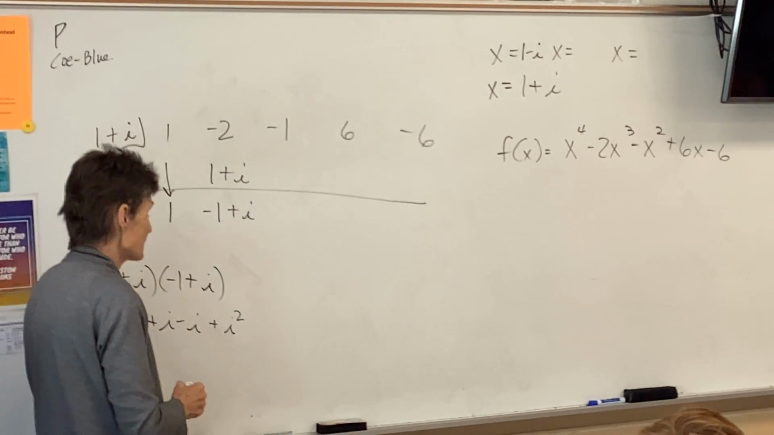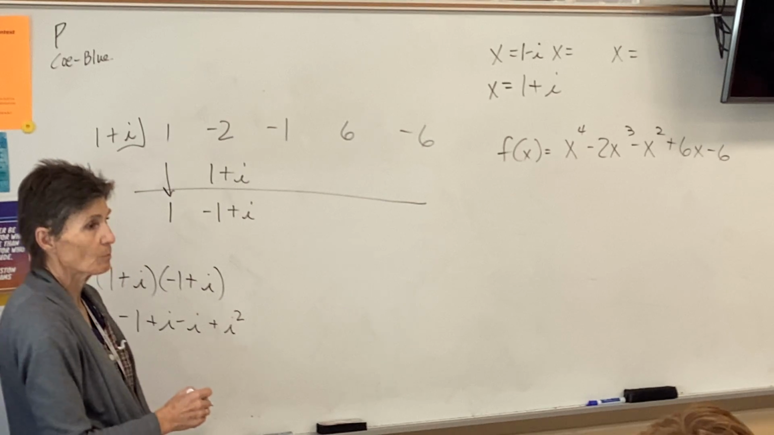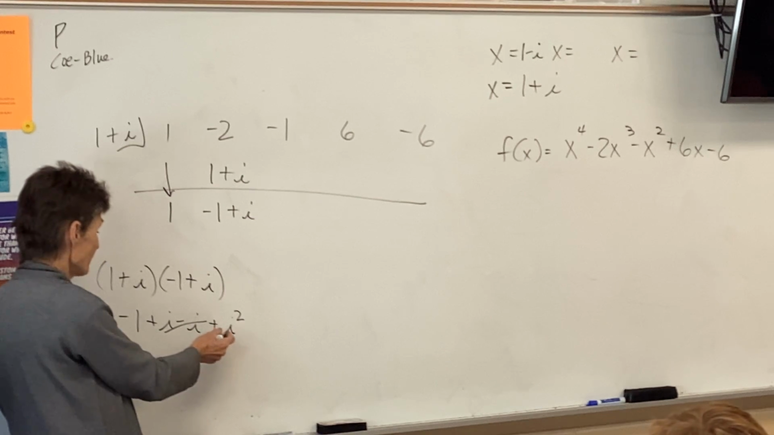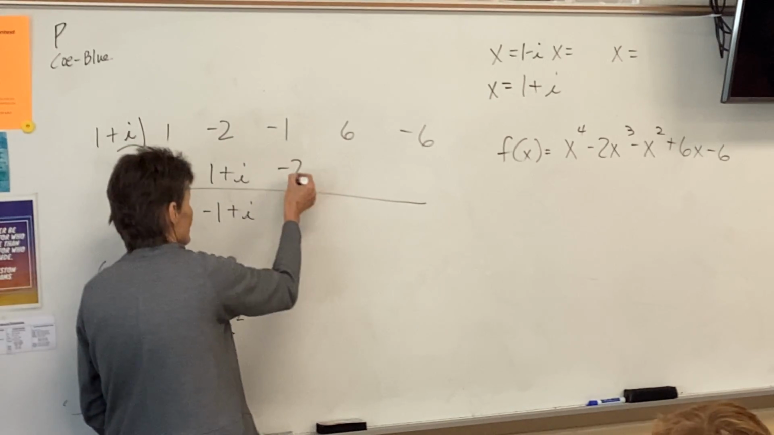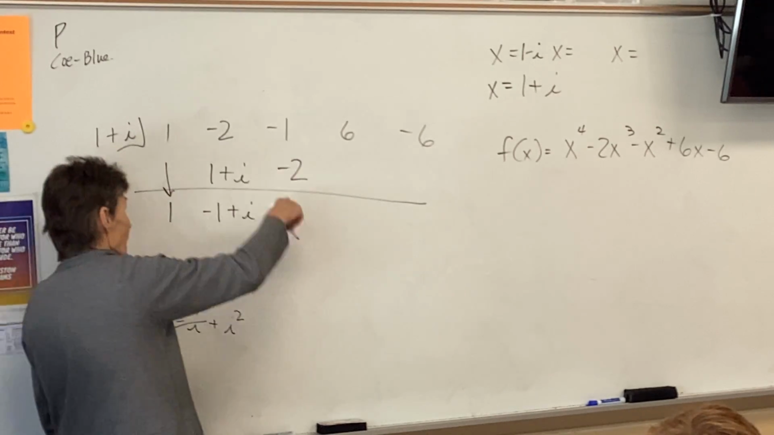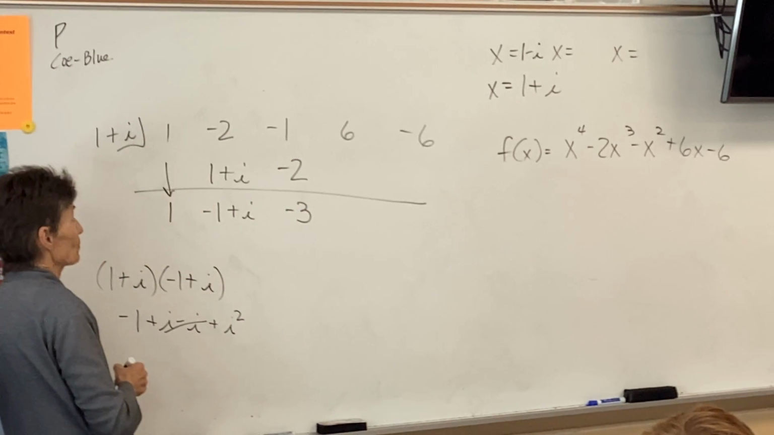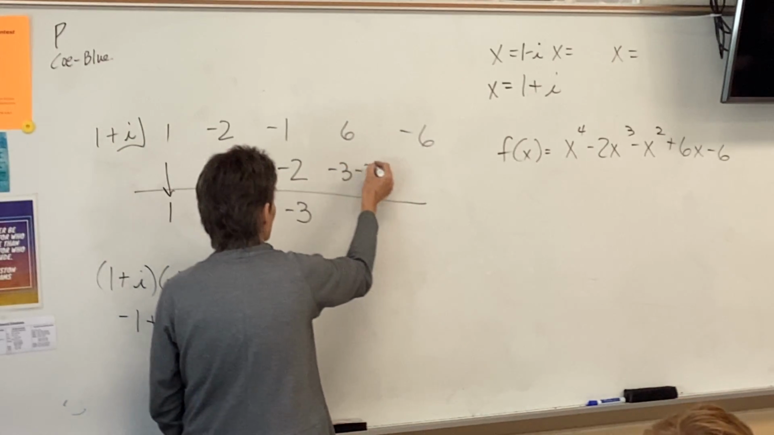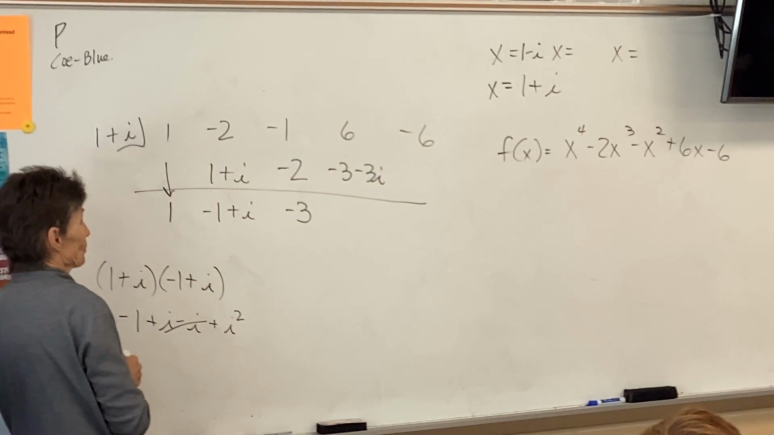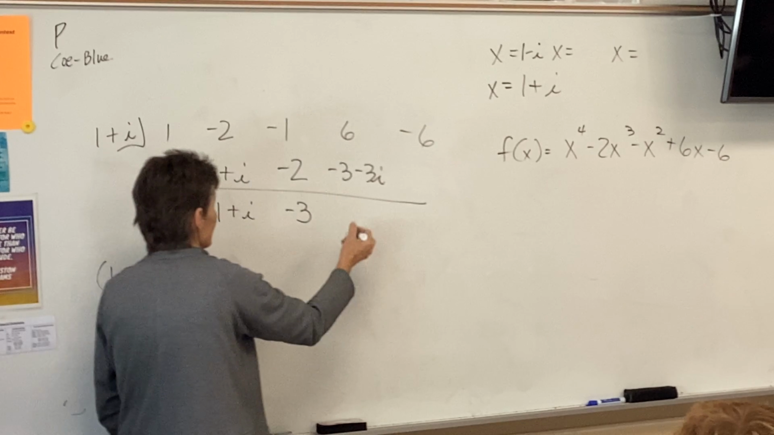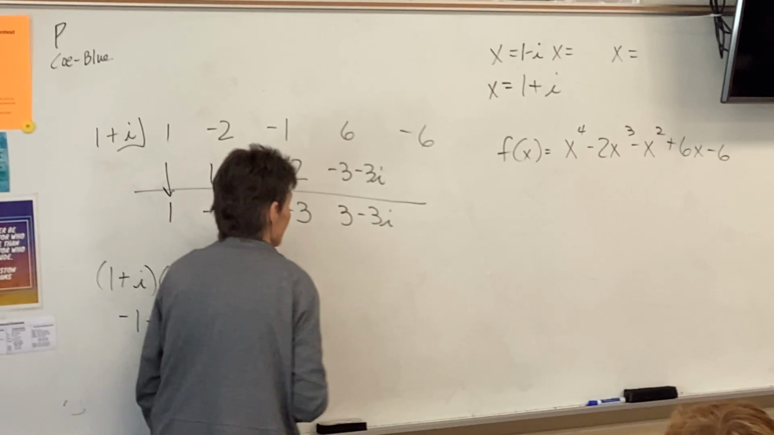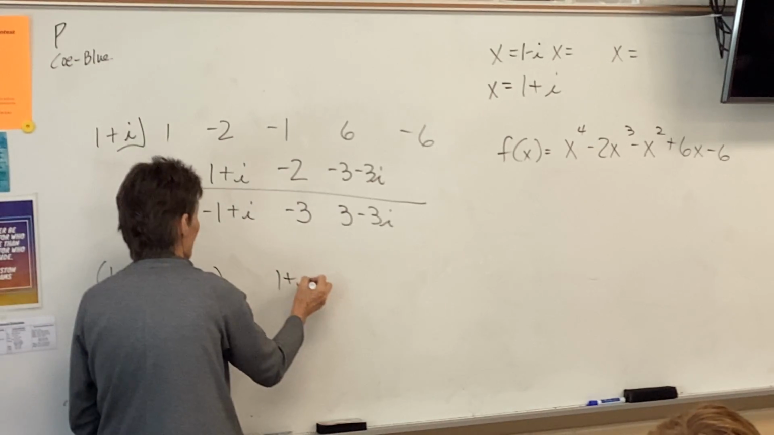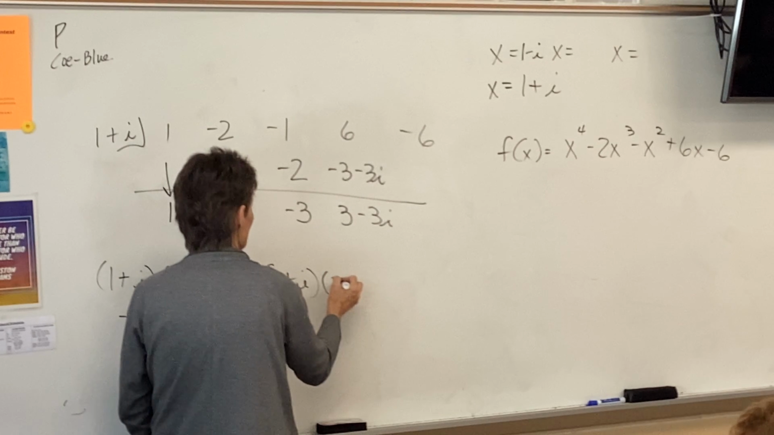Come on, everybody's participating, not just watching. Okay, and i squared is negative 1. So doesn't that just come out to be negative 2? Yep. And then adding gives me negative 3. So multiplying gives me negative 3 minus 3i. Adding gives me 3 minus 3i. No, I got it, I can't do that in my head, so 1 plus i times 3 minus 3i.